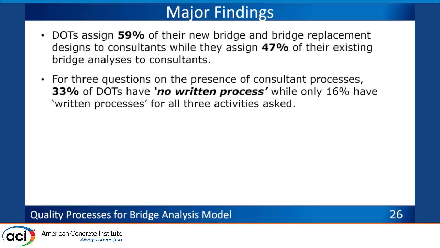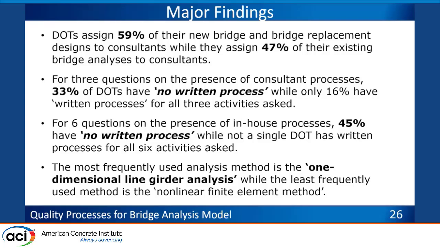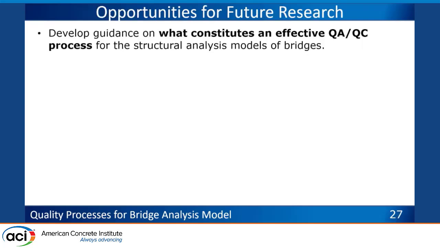A couple of conclusions here, which I already mentioned. The first one, written processes for consultant procedures are better than written processes for in-house procedures. One-dimensional line girder analysis is used most often. So what we are recommending as a result of this research is to develop guidance on what constitutes an effective QA/QC process, because there needs to be some national definition of structural QA/QC process that can be followed by engineers.